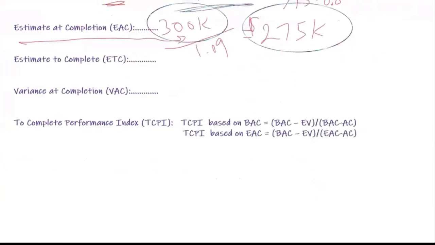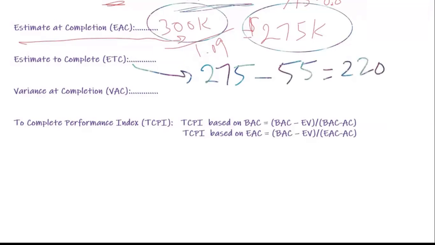Now, if all we're going to spend is $275,000, then how much more money do we need for this one project? You do the math. The estimate to complete, which is this one here, says that we are now forecasting $275,000. We have spent $55,000 already, so we're looking to spend another $220,000. That's the remaining money we need to finish the project.